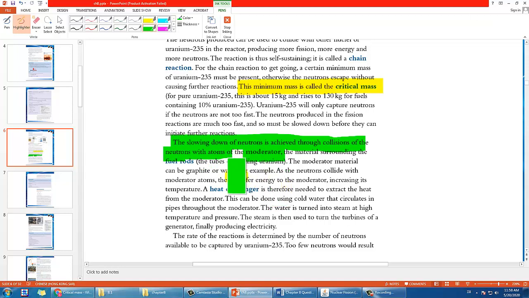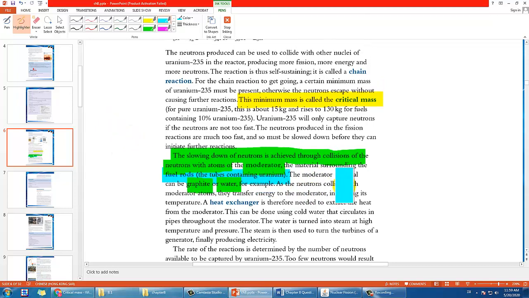So what is a moderator then? It is usually made of water or graphite, and this is a material surrounding something called the fuel rods. We'll talk about that later on. Well, fuel rod actually we can talk about now. It's nothing fancy, just the fuel that you use, and usually it's just the uranium itself. And so the moderator is something to slow down the neutron.